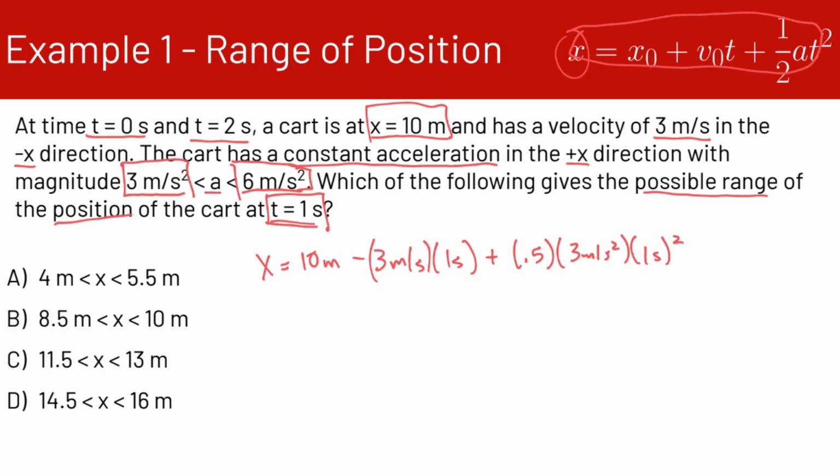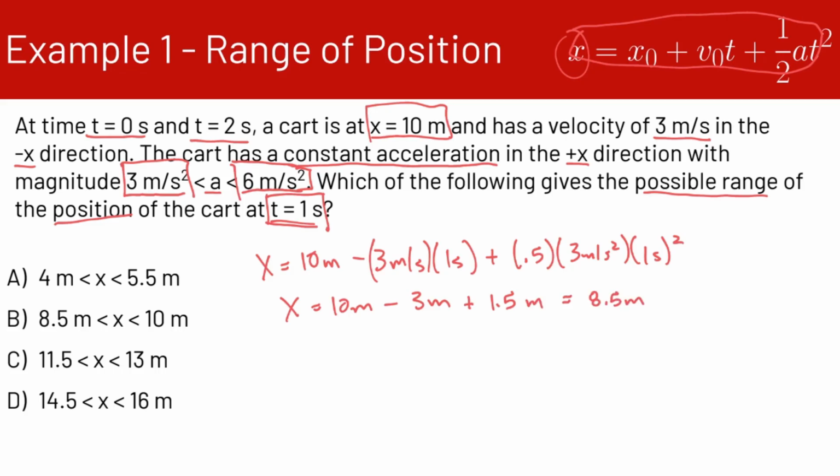Okay, so rewriting this, we have 10 meters minus 3 meters, and then 0.5 times 3 times 1 squared is plus 1.5 meters. So 10 minus 3 is 7, plus 1.5 is 8.5 meters.